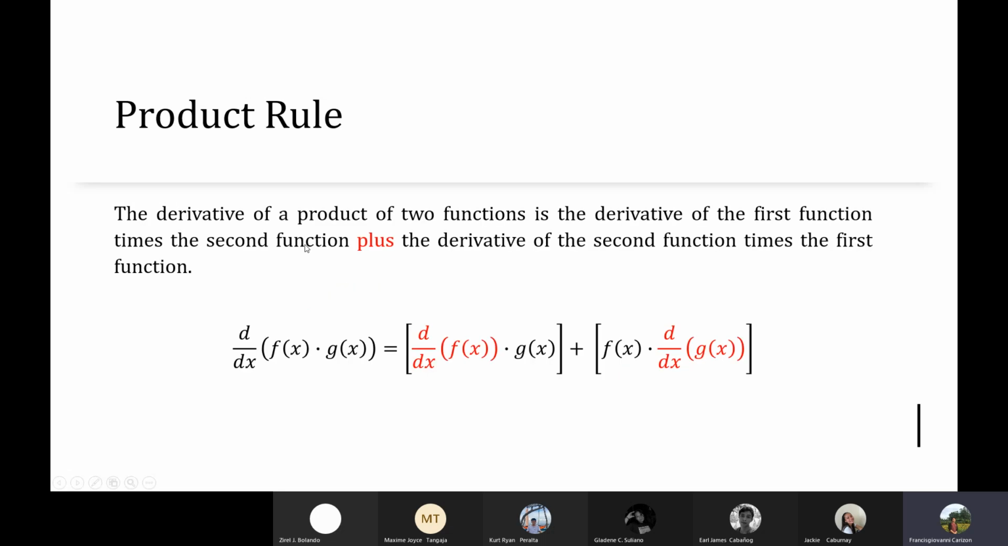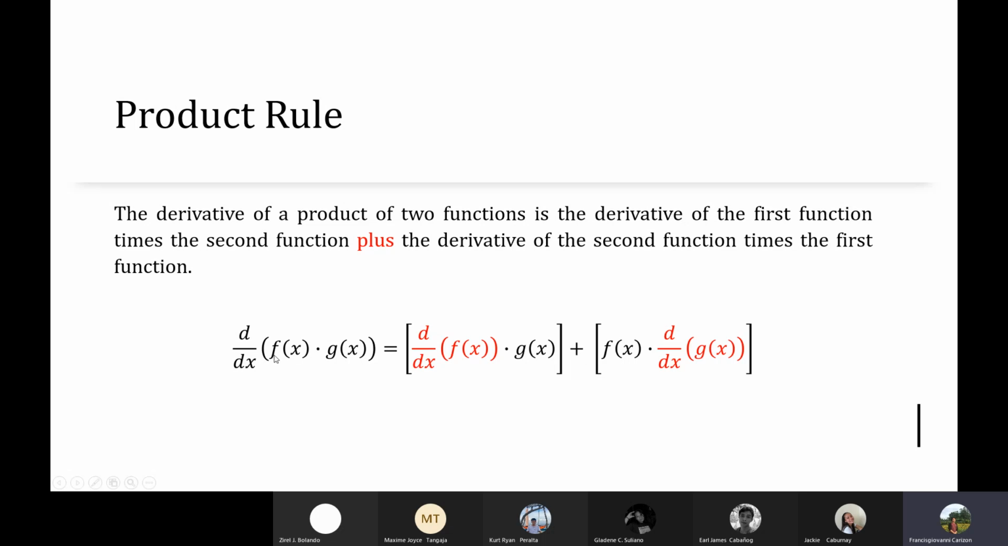So the product rule mo na siya murag mas complicated. The derivative of a product of two functions is the derivative of the first function times the second function plus the derivative of the second function times the first function. So, mura na siya kanang puli-puli nimo i-differentiate, i-multiply nimo sa original, then i-plus nimo ang sa imong gi-original, imo i-differentiate, imo i-times dire.